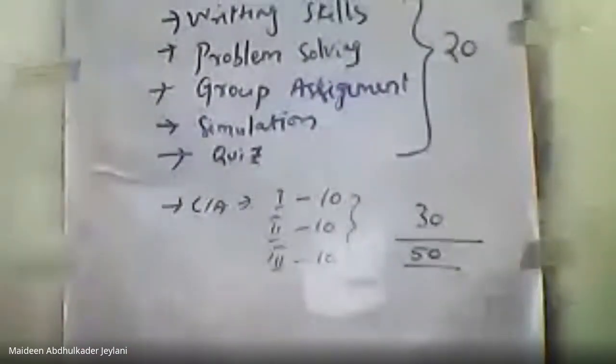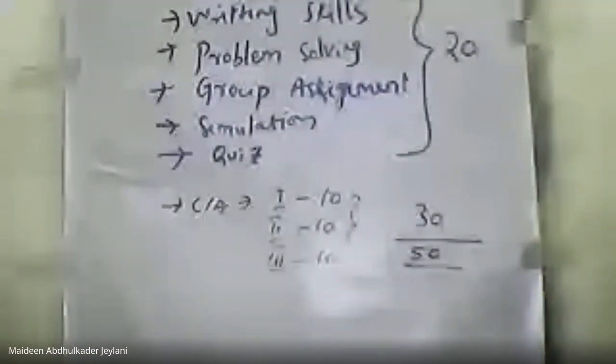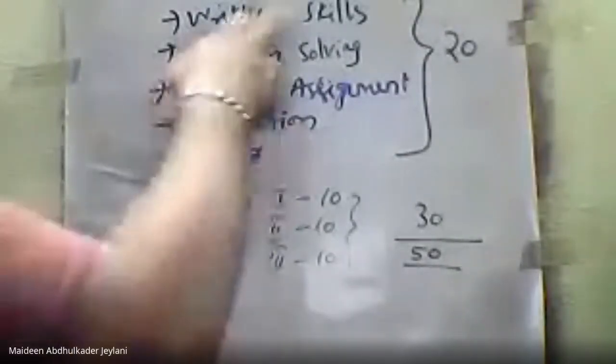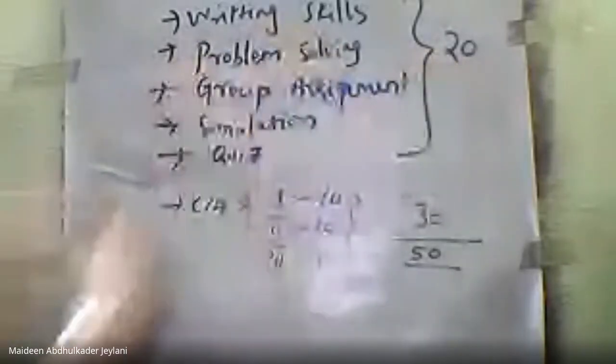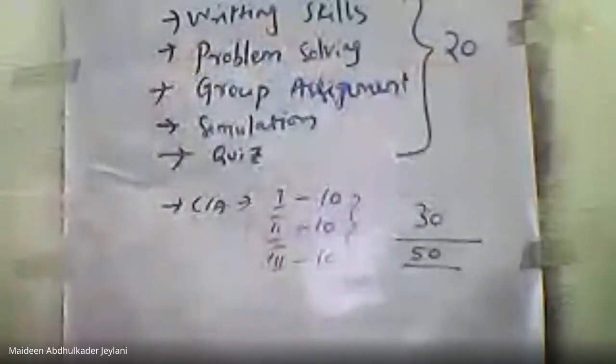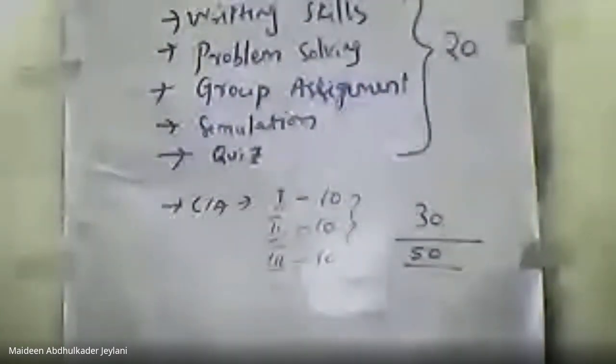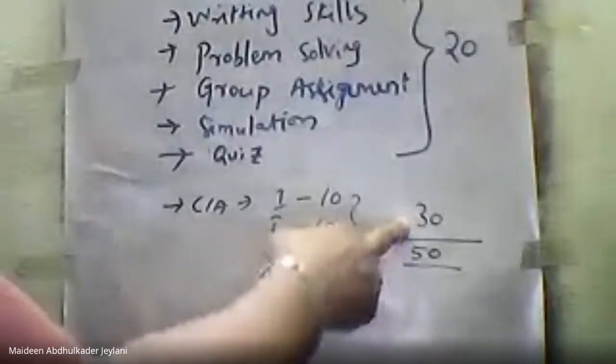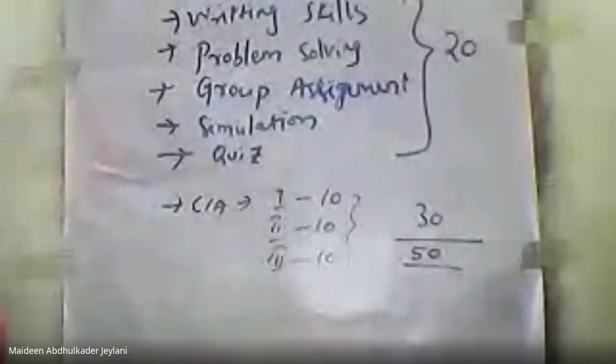You'll be writing 100 marks. That mark will be converted into 50 marks. And that will be added with your internal marks, and you will get your grade for your subject. Formative assessment: these components we call formative assessment: writing skills, problem solving, group assignment, simulation, quiz, and all. And the continuous internal assessment will have 30 marks, totally 50 marks, and end semester examination will have 50 marks. Totally 100 marks for our subject.